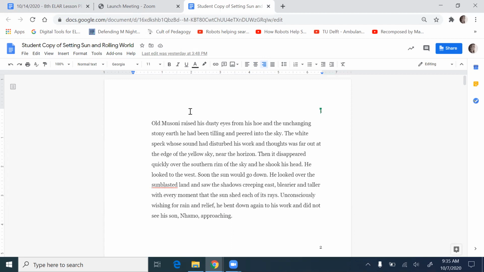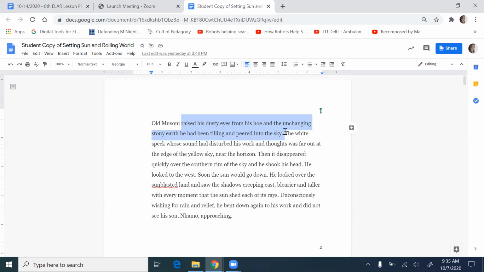approaching. So I want you to go back and look at this language as you're asking yourself, what text structure is this author using? Look, he raised his dusty eyes. Okay, well, notice what word he uses. His eyes are dusty. And he raises his eyes from his hoe and the unchanging stony earth that he had been tilling and peered into the sky. What is this guy doing? Old Musoni. He's a farmer, right? Okay. What text structure do you see this author using to help you see the farm?